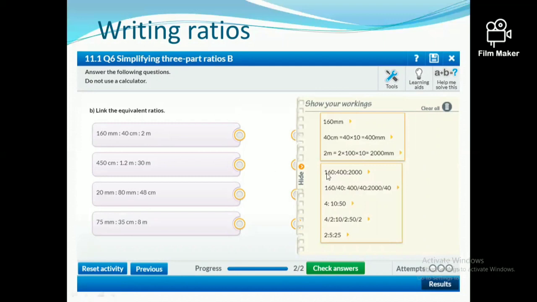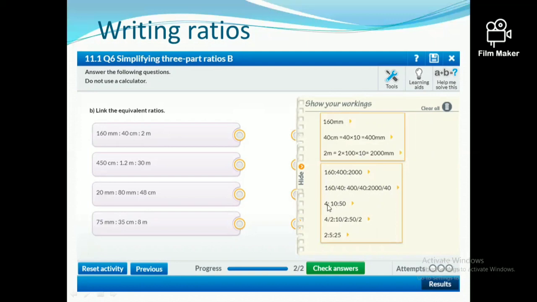Now the ratio comes with 160, 400, 2000. Then what is the common number you can divide all of them? We can see it's divisible by 4. We'll try to divide by 4. It doesn't matter. You can divide all numbers at once. If you feel like this is hard, you can do it step by step. All the three numbers are divisible by 40.